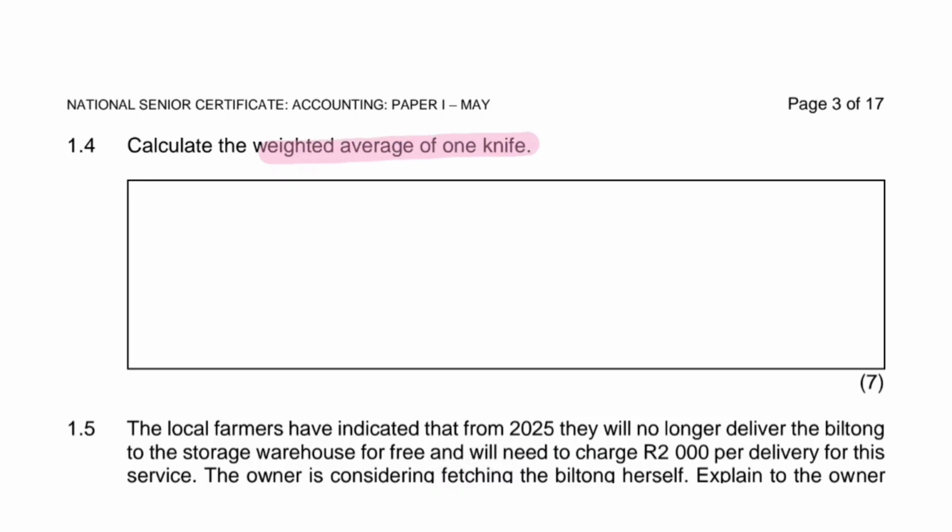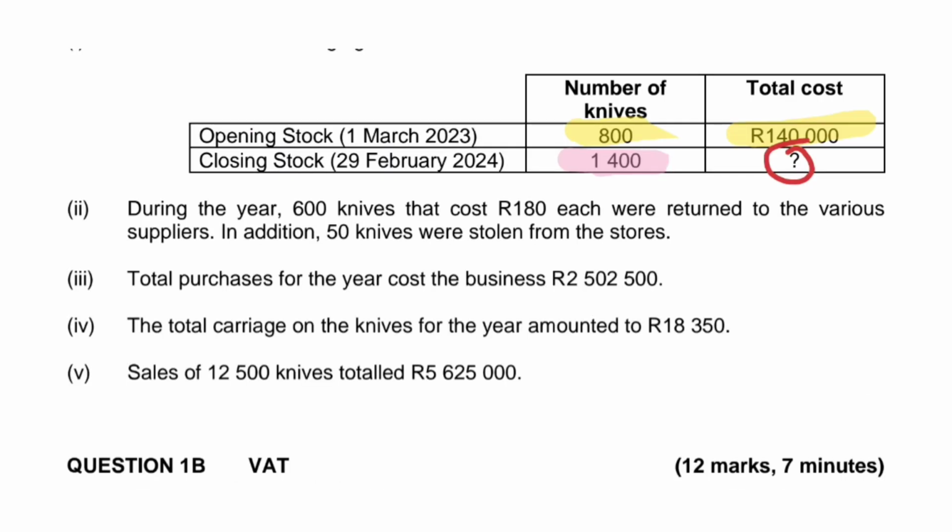The weighted average method works best for indistinguishable items because there's not a point in the business where you can identify that this specific knife, I bought it in March. So what we do with the average price, we work it out because we can't point out which one of the knives belong to May and which one belong to September. We work out the average price and assign any knife that is in storage the average price. 600 knives that cost 180 each were returned to their various suppliers. And we're also told that 50 knives were stolen from the stores.